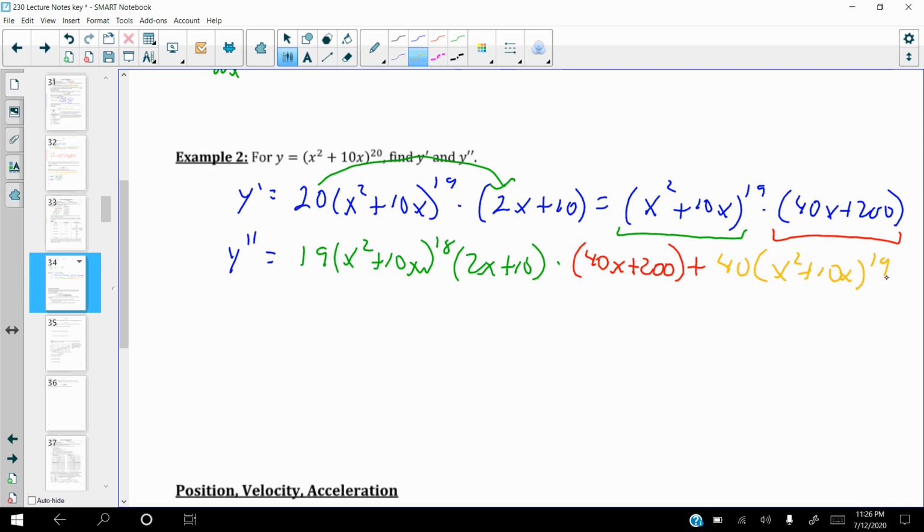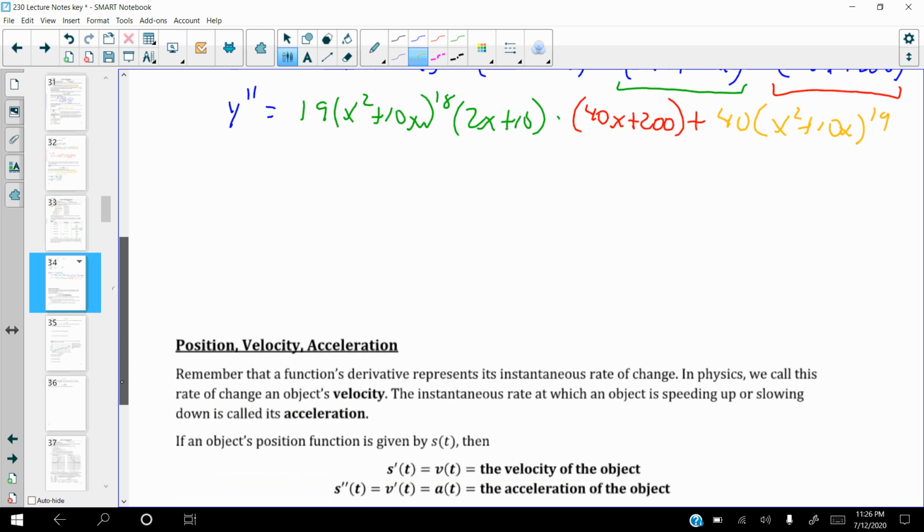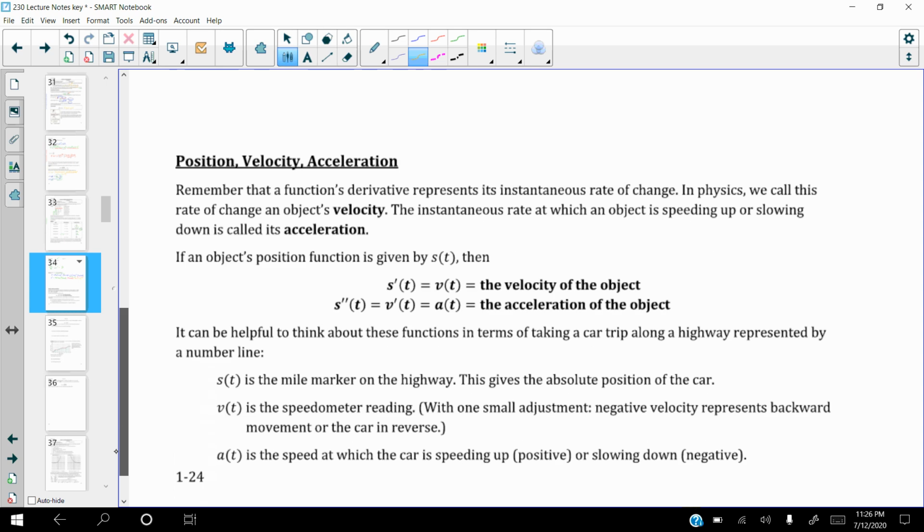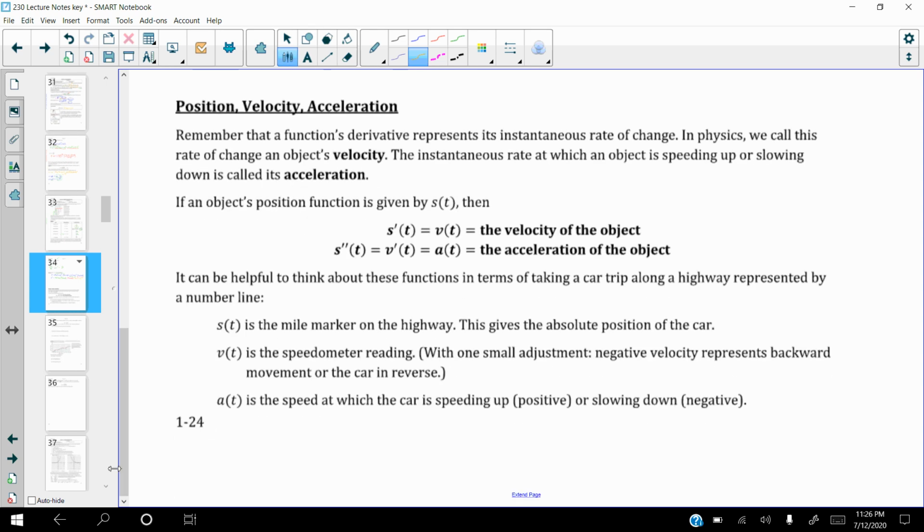So why would we need to use all this stuff? Well, one of the better applications, or most common applications, is in some basic physics. Position, velocity, and acceleration, and how they relate to each other. So the position of a function just tells you where it is. If you were to figure out how the position of something is changing, you're actually finding its velocity.